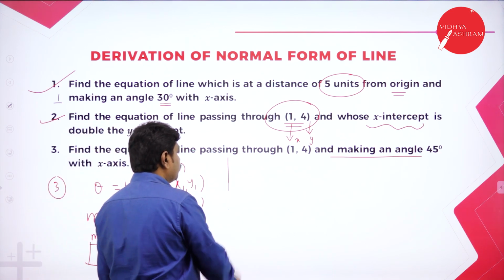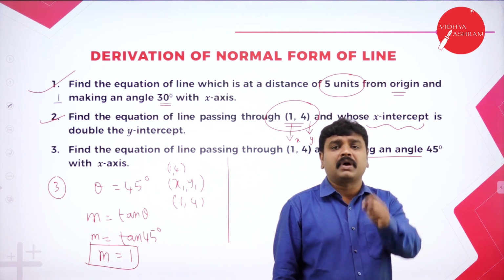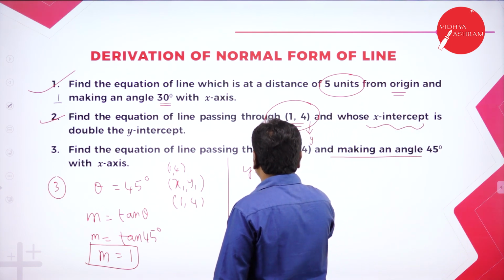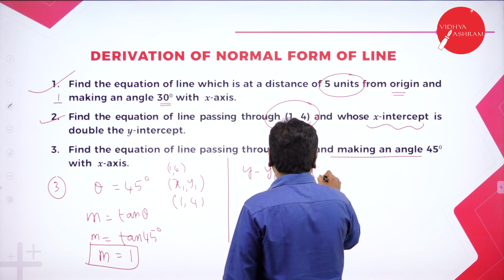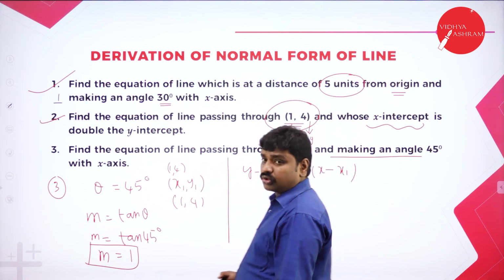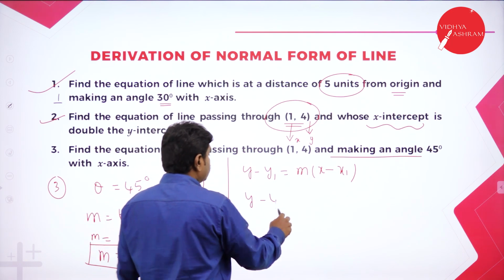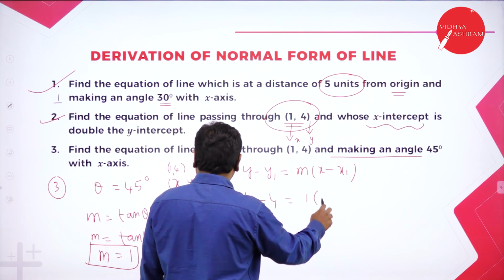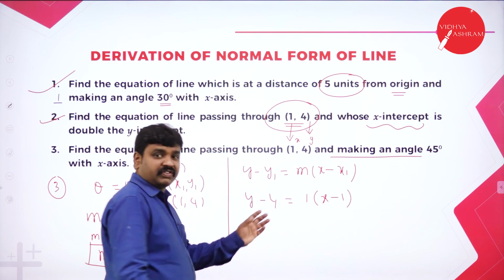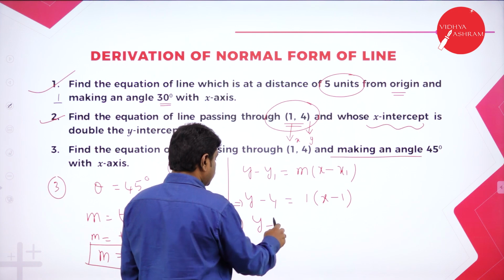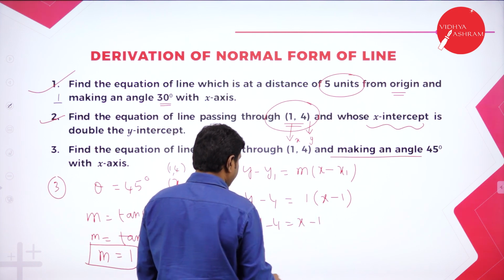And what is the required line? Because you know point and slope, use what form? Point slope form. What is point slope form of line? y minus y1 is equal to m into x minus x1. This is the point slope form of line. Substitute: y minus what is y1 in this? 4 is equal to m. What is m? 1 into x minus x1, what is x1? 1. Simplify this further. If you do that, y minus 4 is equal to x minus 1.